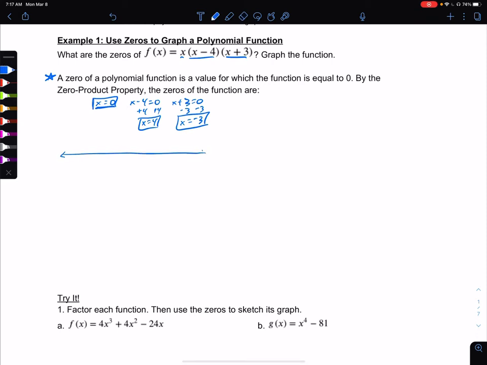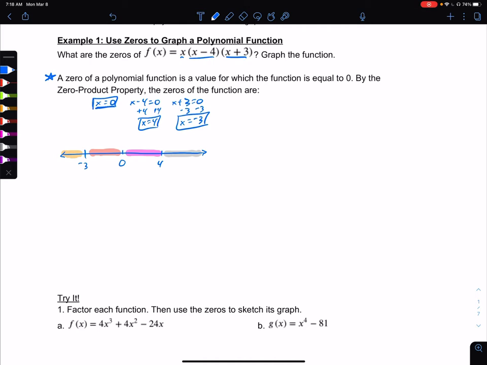Those zeros create a number line, and they break things into intervals. If I listed those numbers, I'd have negative 3 here, 0, and 4, and I now have 4 intervals. If I was to graph this, there are 4 different things that could potentially happen there. My graph might look like this, maybe it winds up looking like this. It could really be anything. So we need to figure out what that graph would look like.